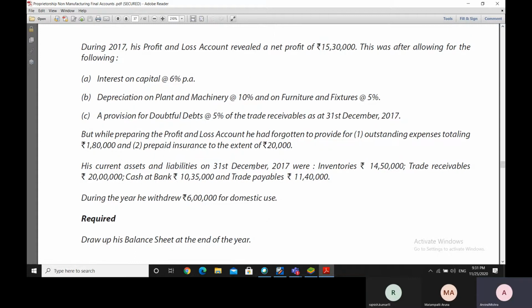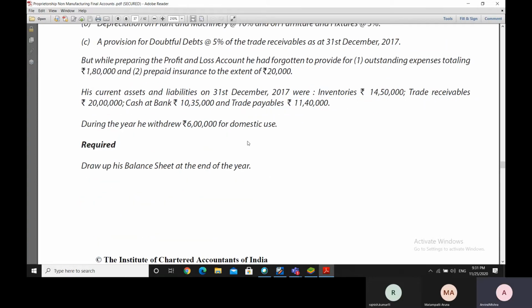We are also told that his current assets and the current liabilities were like this: inventories were so much, trade receivables were so much, as on 31st December. Cash at bank was so much and trade payables were so much. And we have been told that he withdrew 6 lakh rupees for domestic use, which means that this is his drawing. Domestic use is non-business use, personal use.